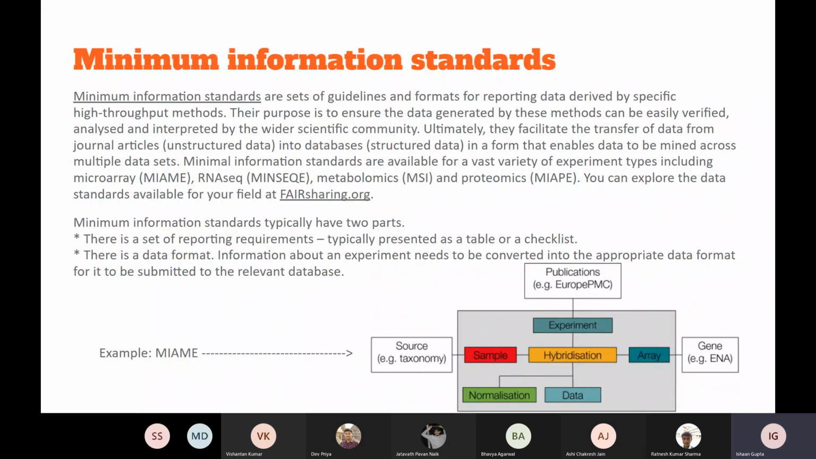If this information is not available, then you are within your right to write to the authors of the publication to provide you with such information.